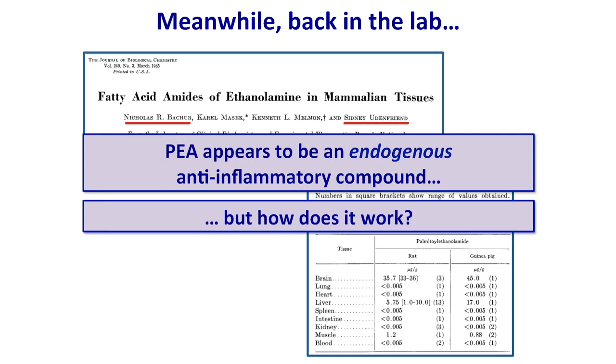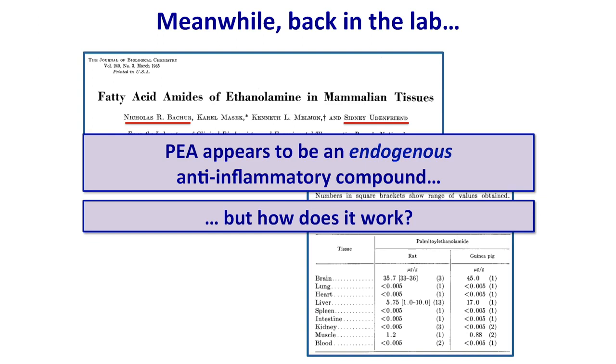Turns out that PEA is an endogenous anti-inflammatory compound. So that's an important discovery. Why is that important? Because when we think about inflammation, for many, many years, we thought about inflammation as follows. We have a stimulus, which is a pro-inflammatory stimulus, and this pro-inflammatory stimulus causes the body to produce inflammatory molecules. Then the stimulus goes away, and the inflammatory molecules slowly go away.